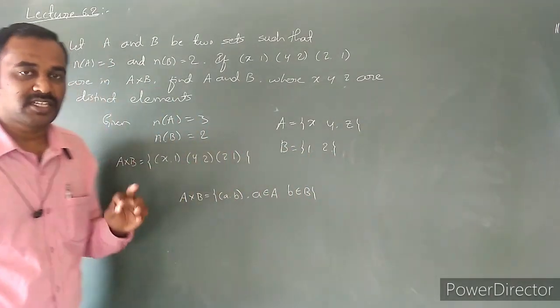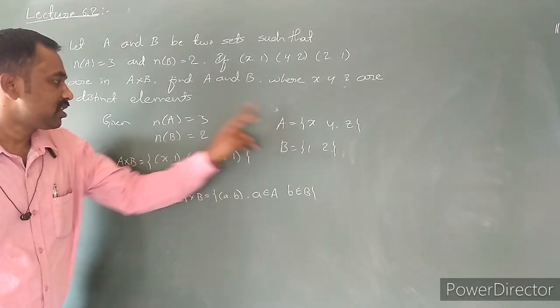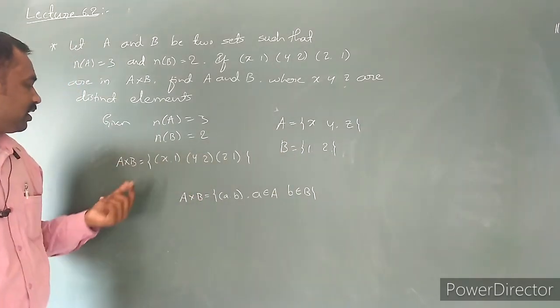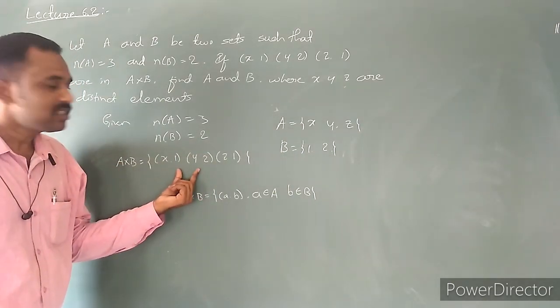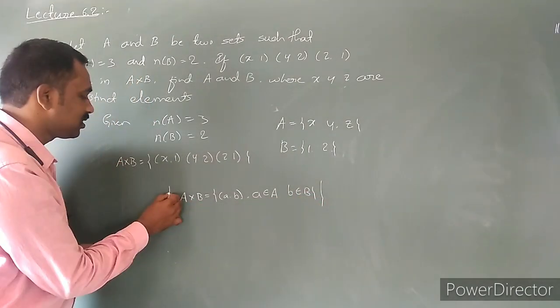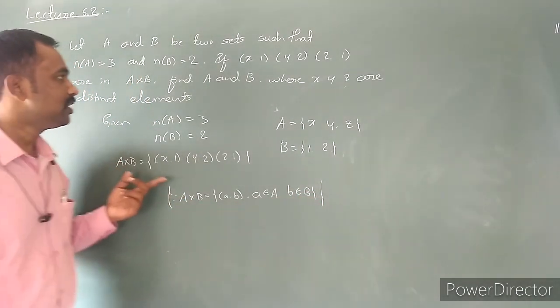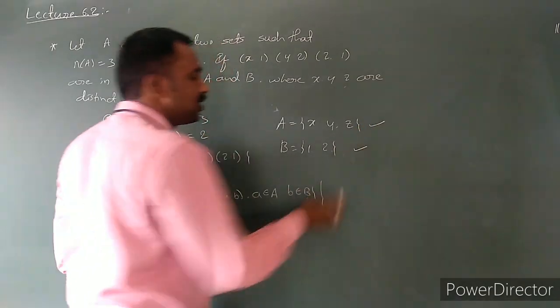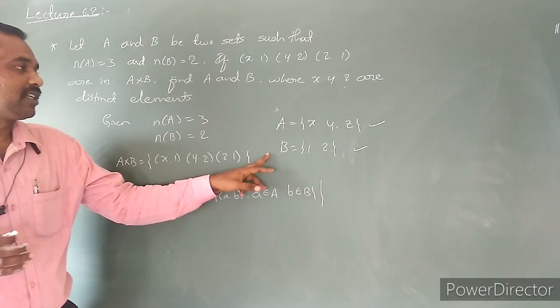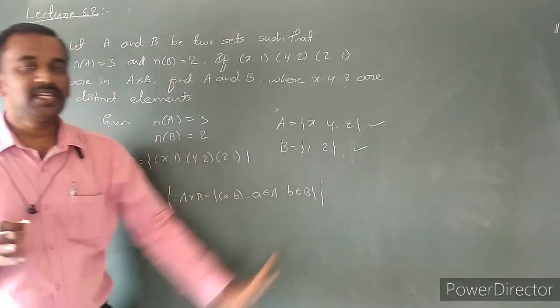All the conditions are satisfied. Check it: n(A) is 3, n(B) is 2, set A contains 3 elements, set B contains 2 elements, and the Cartesian product contains these ordered pairs. According to the definition, I just got the values of set A and set B. That's all, very simple. It is a 1 mark question. Find set A and set B: set A is {x, y, z}, set B is {1, 2}.